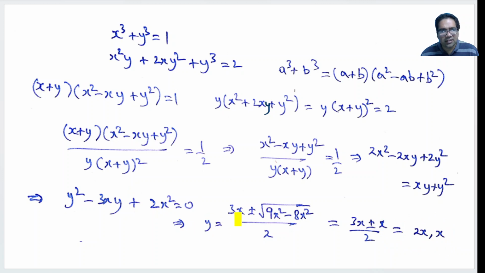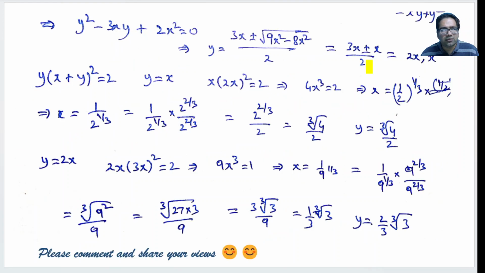Let us take this and substitute this y here: y times (x + y) whole square equals 2. Right, we have got 2x or x. Let us substitute these one by one in this equation. Let's say when y equals x, then x times (x + x) whole square, that is x times (2x) whole square equals 2. Right, that means 3x³, sorry, 4x³, because 2 square is 4 and x square. 4x³ equals 2. x becomes 2 by 4, which is 1 by 2 whole power 1 by 3.